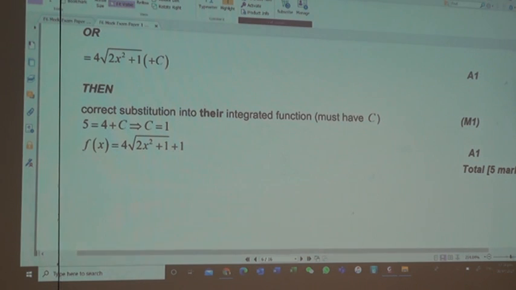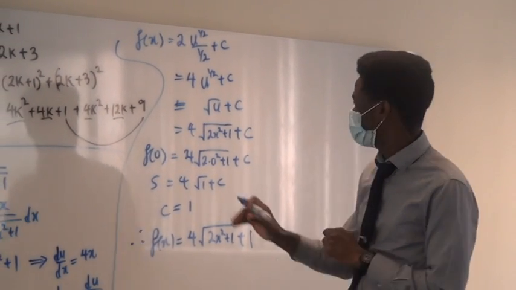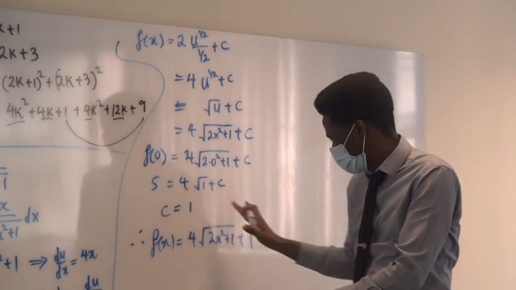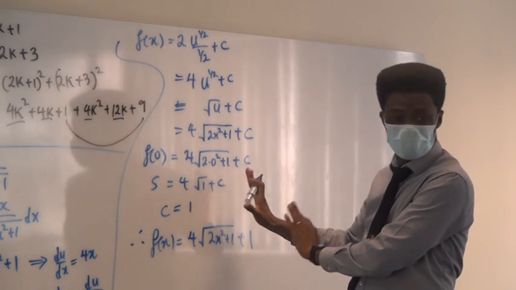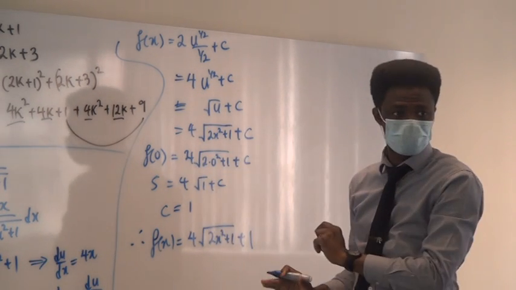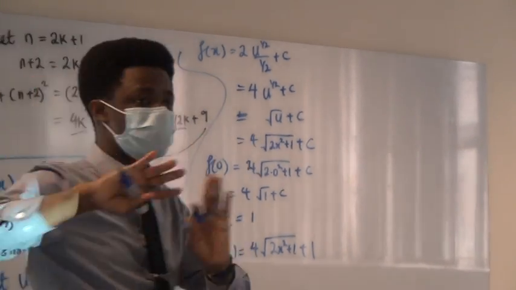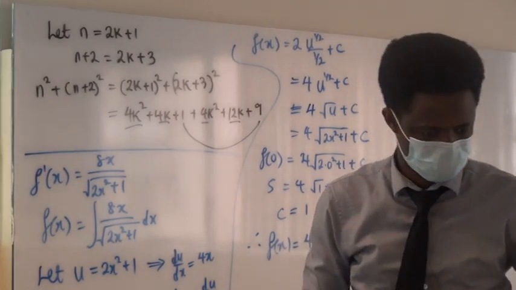Then your correct substitution into their integrated function. So if you got it wrong, but you substituted correctly, I give you this M1, but you won't get the last point. So for example, somebody wrote only the square root of u. Who's that? Clarissa, right? Is it you? Somebody wrote only square root of u, but of course, they got a different c, and that c was put back here. This will be wrong. But because if this had not been wrong, this substitution would have been perfect, that M1 will be given. That's what the mark scheme says. It says, correct substitution into their. So, their means the wrong one, whatever it is. Understand?